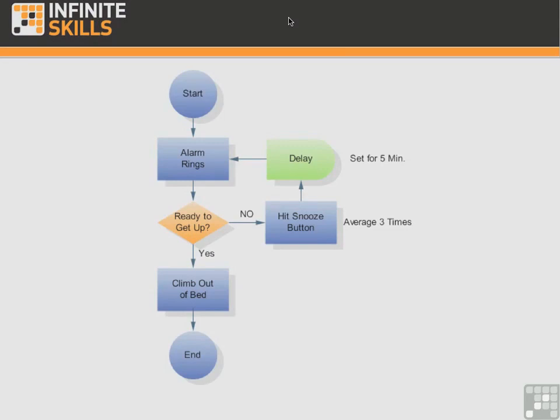Here's an example of procedural programming. The procedure starts, the alarm rings. If you're not ready to get up, you hit the snooze button and there's a delay and the alarm rings again. If you are ready to get up, you climb out of bed and that's the end of the procedure. Functions in a procedural program are like the command and control structure of a large corporation or an army. Each module follows a very specific process, and each module depends on the other modules to finish before they start.